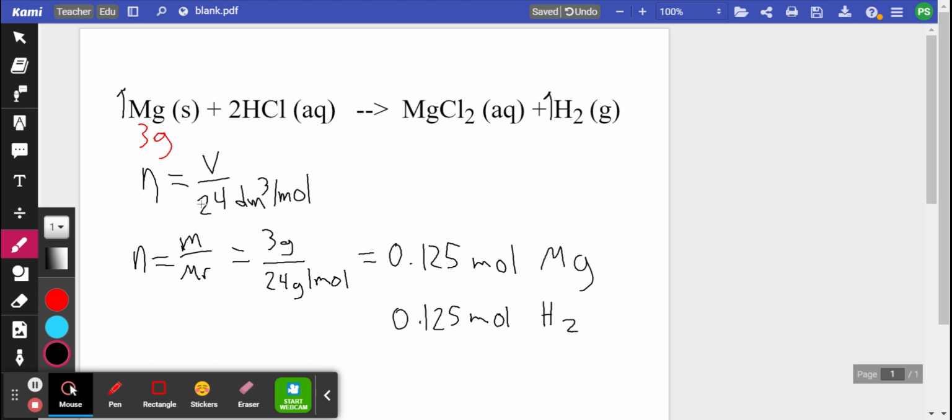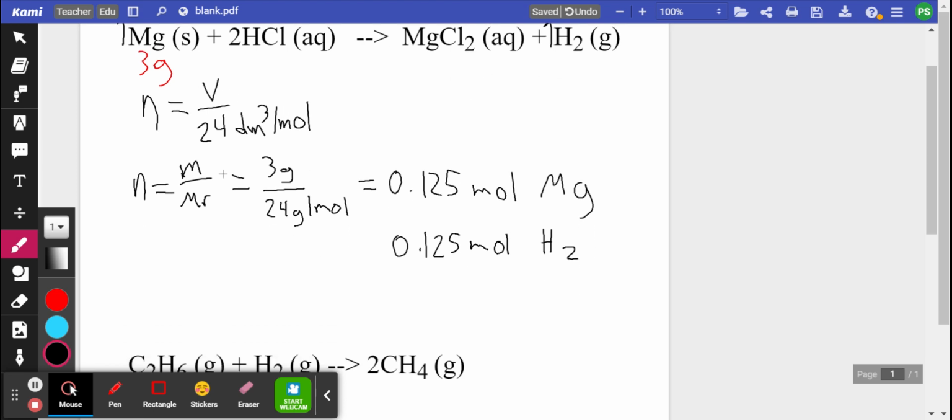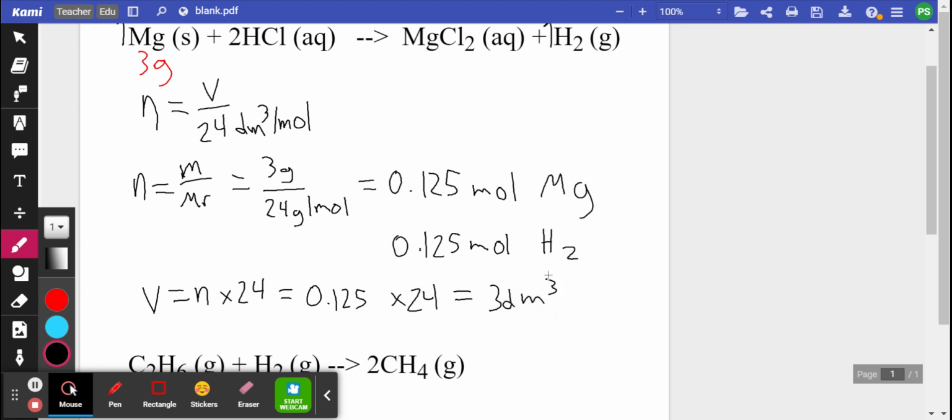And here is where our equation comes into play. Now, if you rearrange this equation, the volume of hydrogen you should make is n times 24 decimeters cubed per mole. So the n we said is 0.125 multiplied by 24 gives us 3 decimeters cubed. So for every 3 grams of magnesium with 100% yield, you should make 3 decimeters cubed of hydrogen.